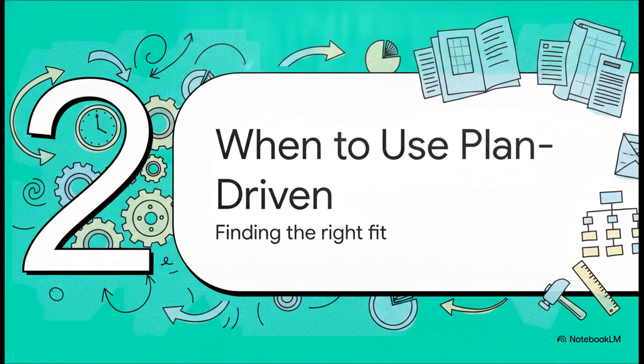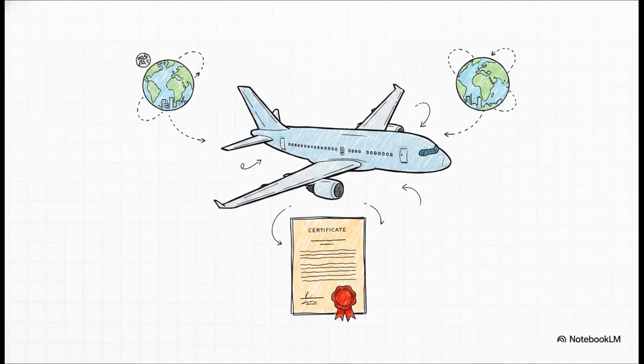Section 2. When to use plan-driven. Finding the right fit for your project. Please, and this is absolutely crucial for your exams, remember that it isn't just a simple case of Agile is good, plan-driven is bad. The choice depends entirely on the project itself. Plan-driven development is absolutely essential for large, safety-critical systems. Imagine you're building the control software for a commercial airplane. That software requires extensive upfront analysis and rigorous certification before it can ever see the light of day. You can't just figure that out incrementally on the fly.